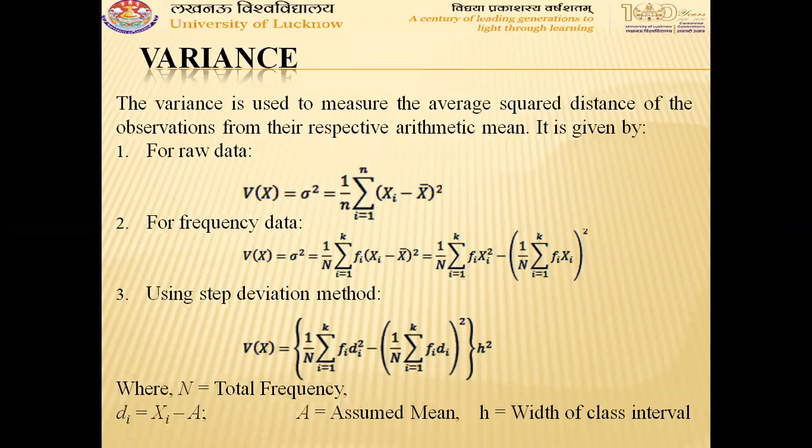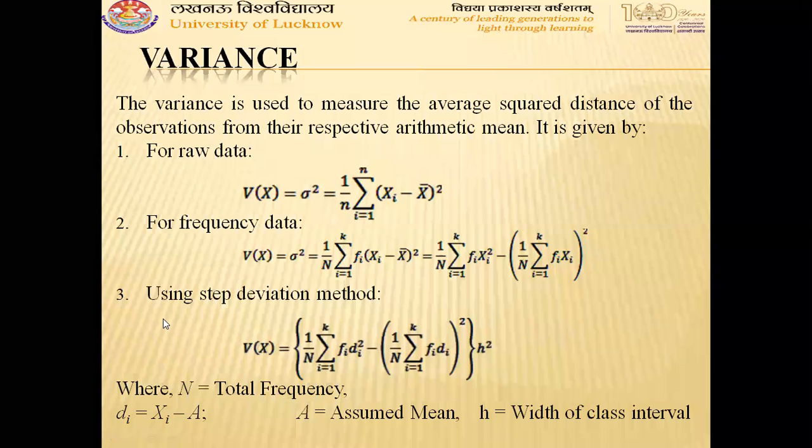For making the computation easier, this formula can be expanded as 1 upon N summation i goes 1 to k fi xi square minus 1 upon N summation i goes 1 to k fi xi whole square. You can say 1 upon N summation i goes 1 to k fi xi square minus x bar square. Similarly, for raw data, it can also be expanded.